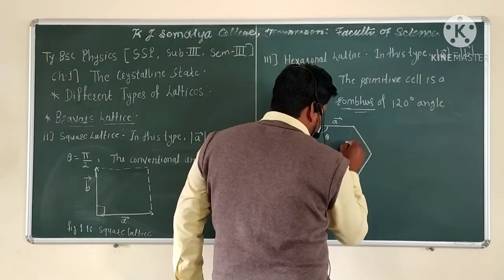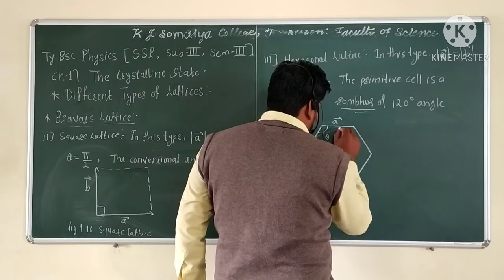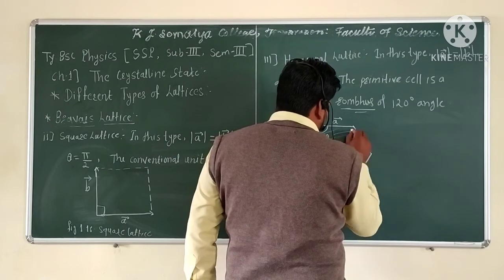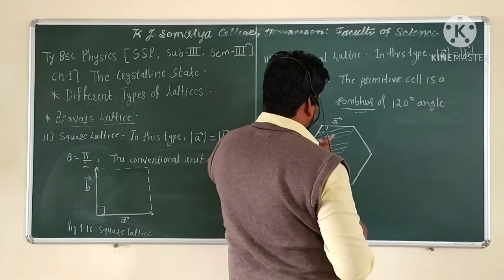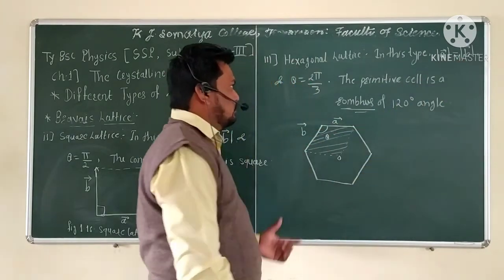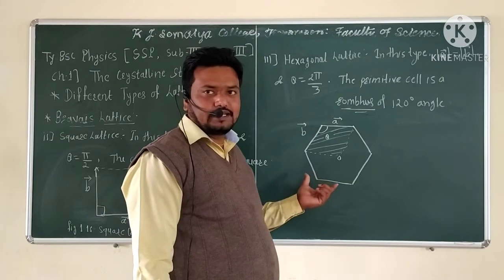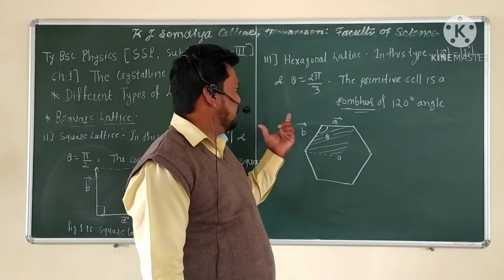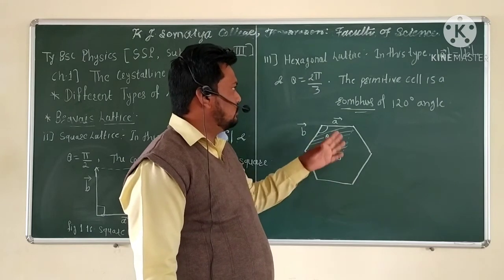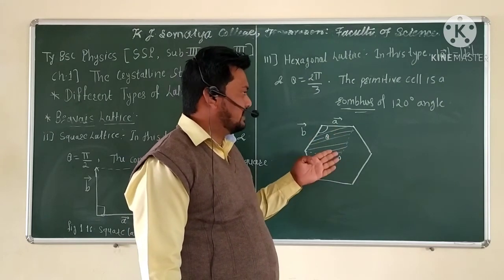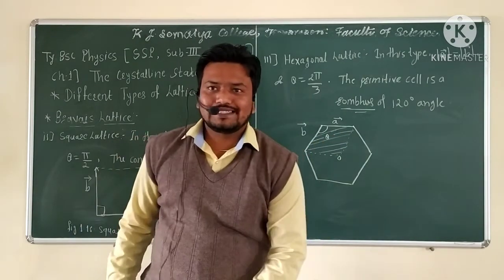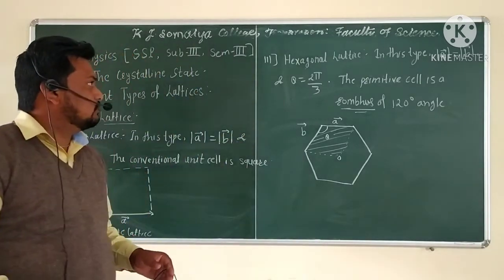and all these points are connected from this O at the same distance. So we say mod of vector a is equal to mod of vector b, and theta is equal to 2 pi by 3, and that primitive cell is a rhombus of 120 degree. So this is the basic idea about the hexagonal lattice.